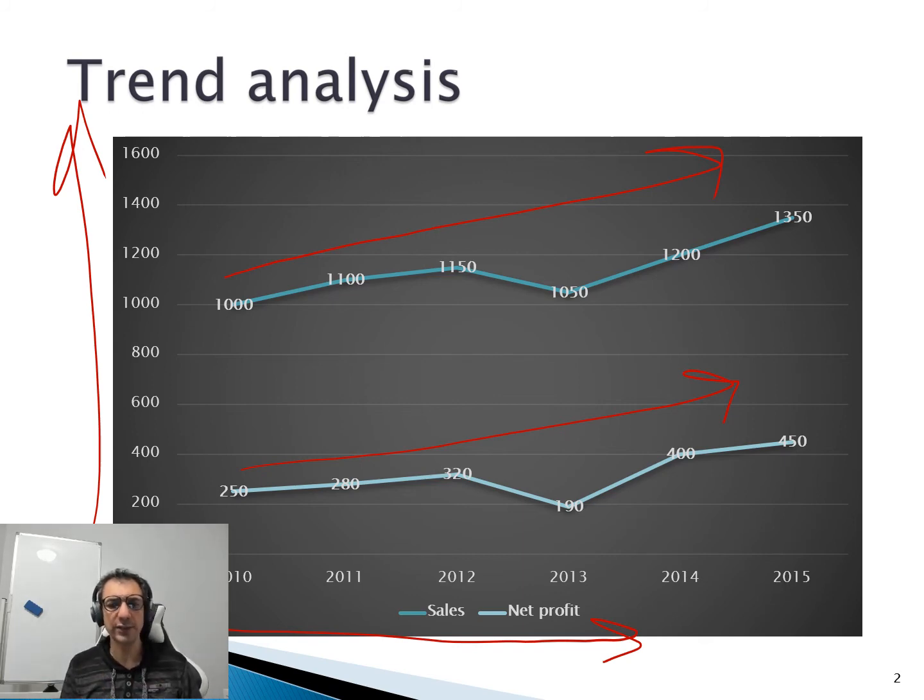Sometimes this trend analysis also is called horizontal analysis. And the reason is we are actually looking at one variable over time. Also, if you look at time series, that's the same argument. Time series actually is providing you similar type of data. So this is trend analysis.